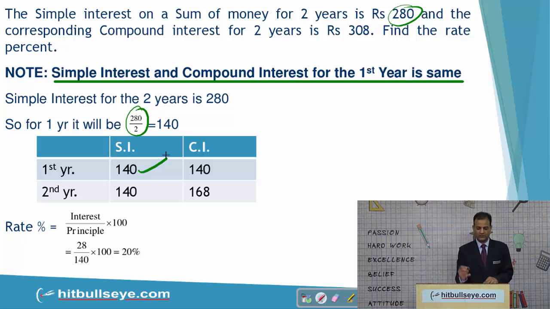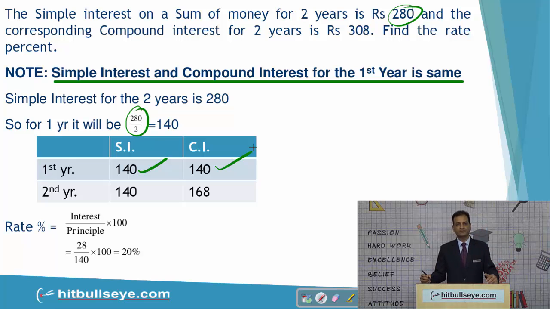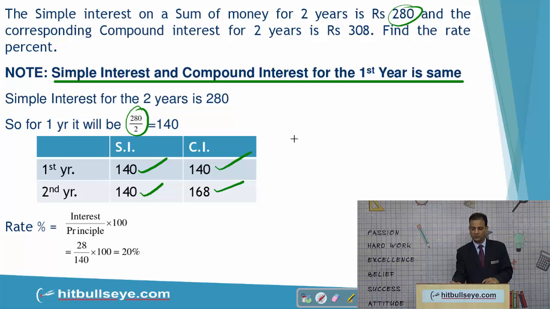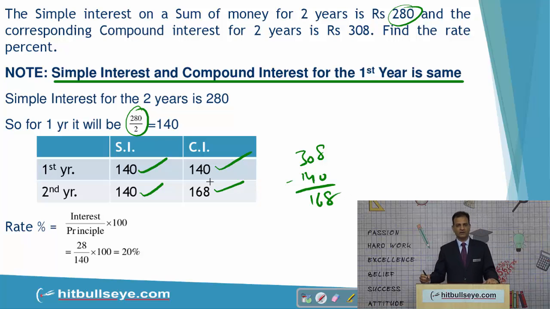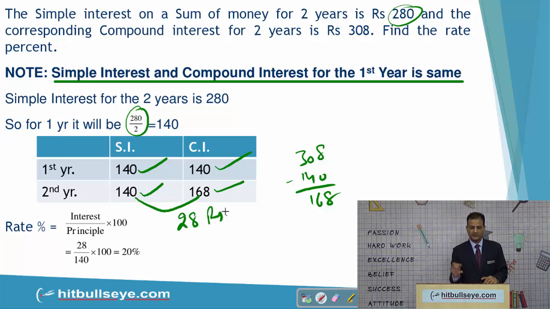Simple interest will be 140 for the first year. You can see compound interest will also be 140 because it will be the same. Again, for the second year, simple interest will be 140, so for 2 years it is 280. Now here it will be 168, because total compound interest is 308 minus 140, which is 168. This is compound interest for the second year. Now what is the difference? The difference is 28 rupees, friends.